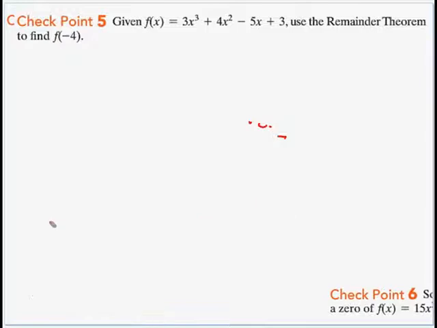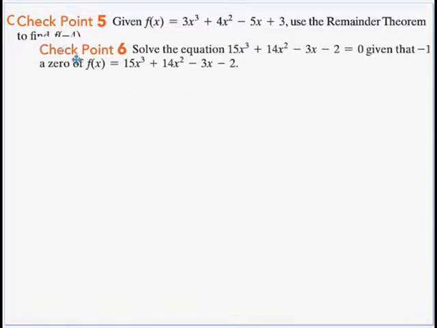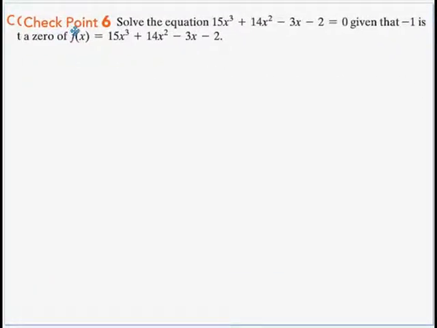Last one, number 6. Solve this equation: 15x cubed plus 14x squared minus 3x minus 2 is equal to 0. So again, we want to factor this down and set each factor separately equal to 0. Especially because that number there is more than a 1, this would be a huge trial and error mess. But they gave us a clue.